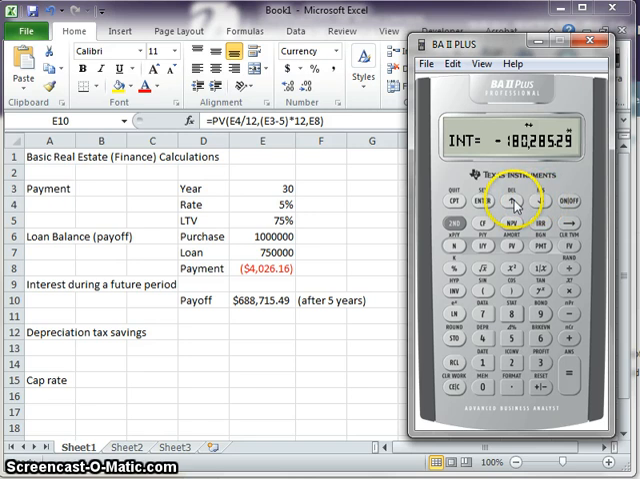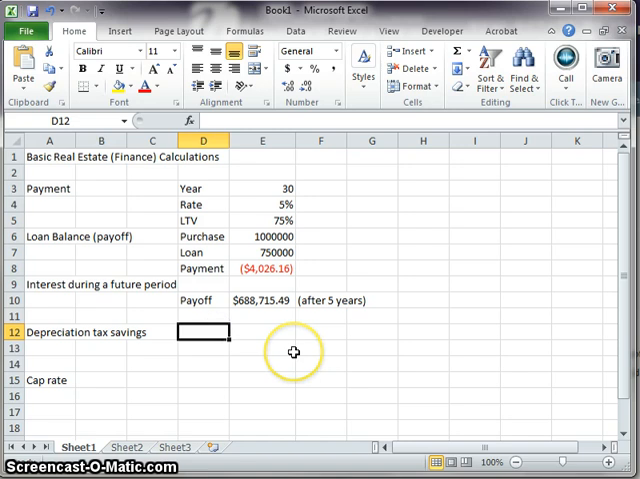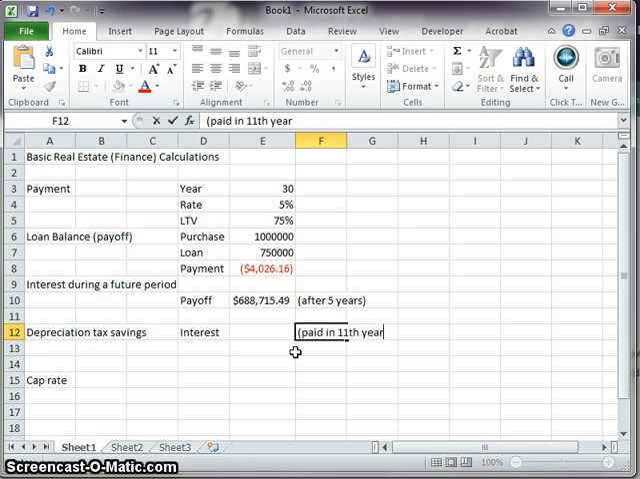All right, well, using this exact same function on the calculator, we'll do it in Excel first. Let's say that we want to figure out the interest that was paid in any future period. Let's say that we want to figure the interest that was paid in the 11th year. So to do that in Excel, we're going to use the cumulative interest function in Excel, and that'll just tell us the total interest paid in any range of different payments.